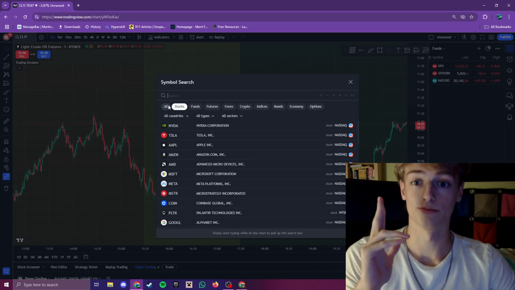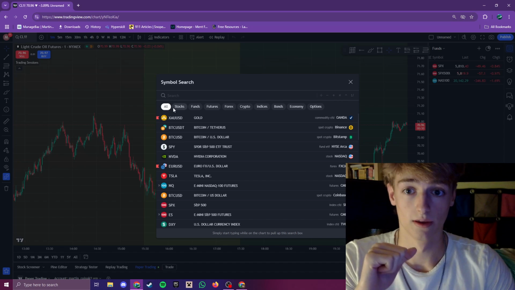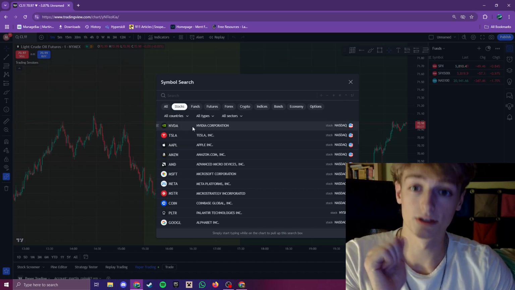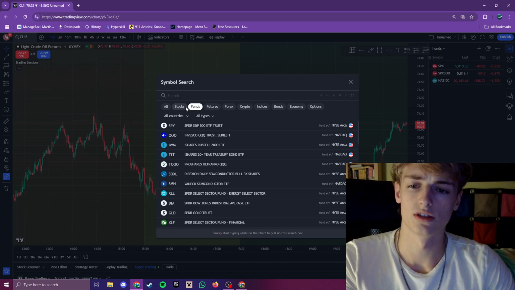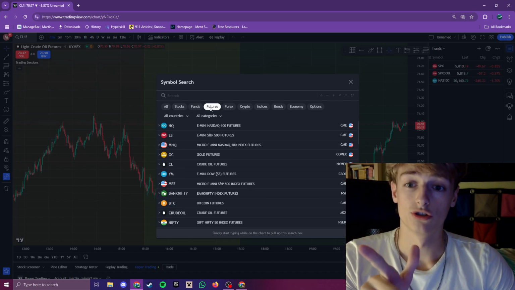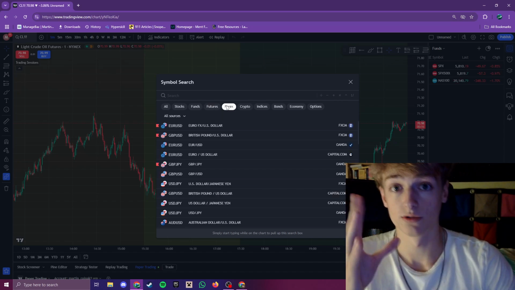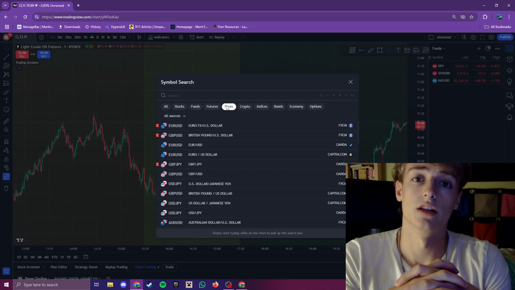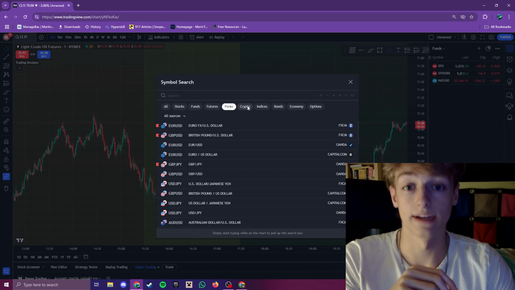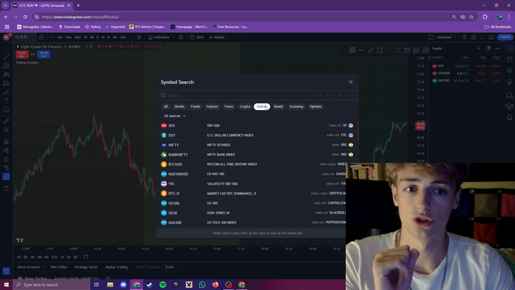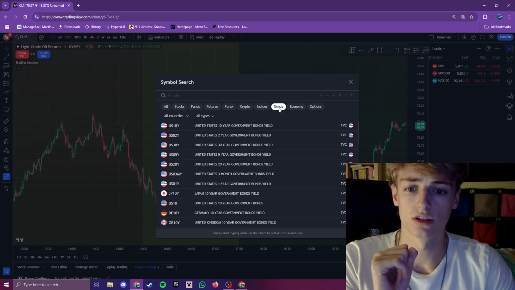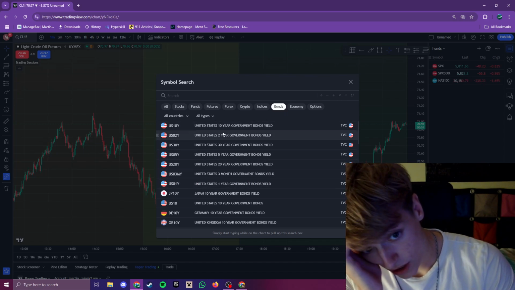There are different categories. There's all, which has everything. There's stocks, which is just individual companies. There's funds, which is mainly index funds, but I think there are also some other funds from specific companies. There's futures, which I will explain. There's forex, which is foreign exchange, the exchange of currencies against each other. There's crypto, there are indices, which is indexes, and there are bonds, which are like US bonds and so on.